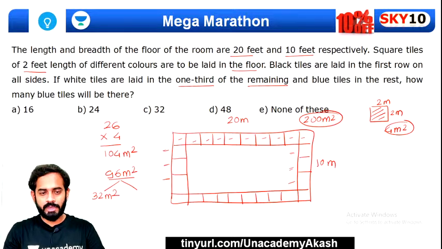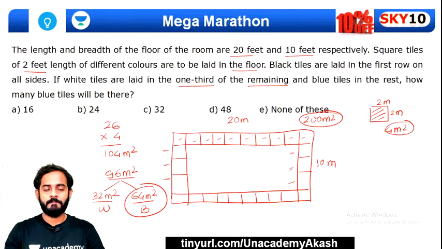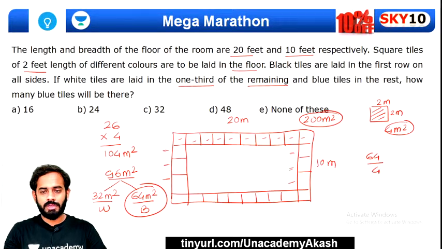On 32 meter square white tiles are laid, and on the remaining part, that is 64 meter square, blue tiles are laid. Okay, now area of one blue tile is 4 meter square. So in that 64 meter square, how many blue tiles we can utilize? That is 64 divided by 4. You will get total 16 tiles, right? Total 16 blue tiles will be there. Very simple. So option A is the correct answer in this question.